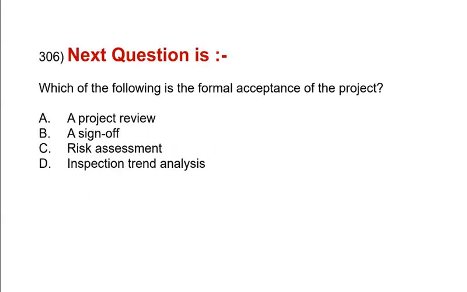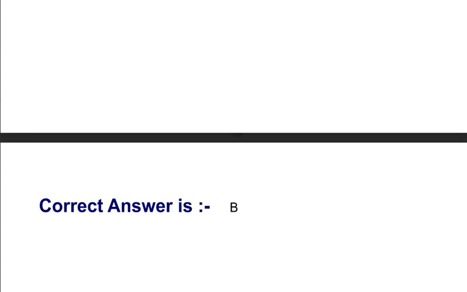Question is which of the following is the formal acceptance of the project? Option A project review. Option B a sign off. Option C risk assessment. Option D inspection trend analysis. Correct answer is option B.